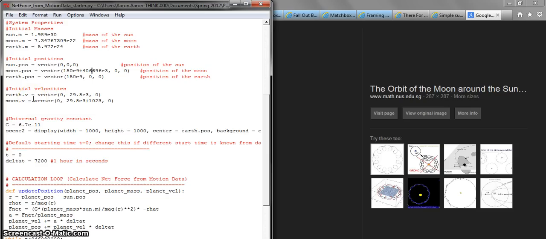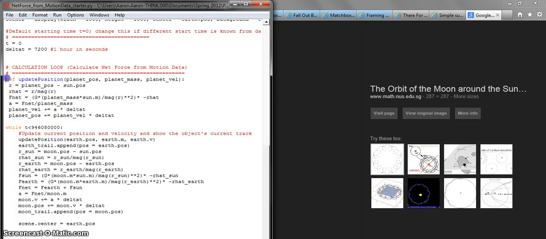I used a similar method for velocities. I found the Earth's velocity around the sun, and then I added that velocity to the velocity of the moon around the Earth for the moon's initial velocity. I also set the gravitational constant to 6.7 e to the negative 11.